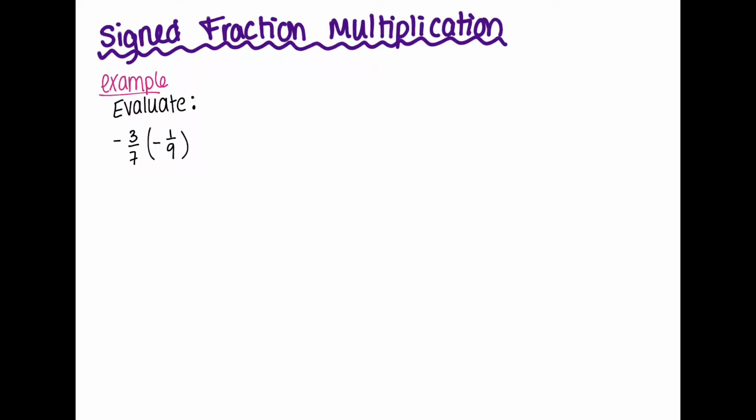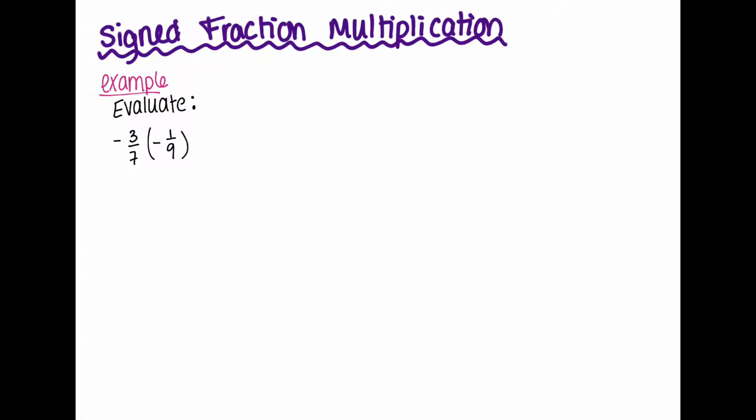Signed fraction multiplication. A lot of the topics in the beginning of the course can be done using your calculator. This is one that can totally be done using your calculator. But to give you a better understanding of the mechanics behind what's happening, let's talk about what happens when we multiply signed fractions.